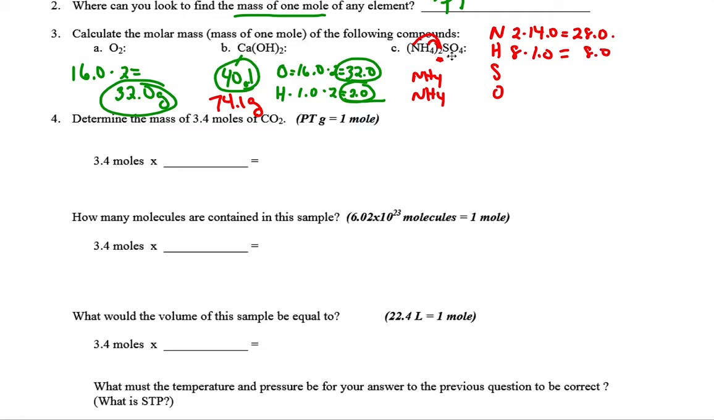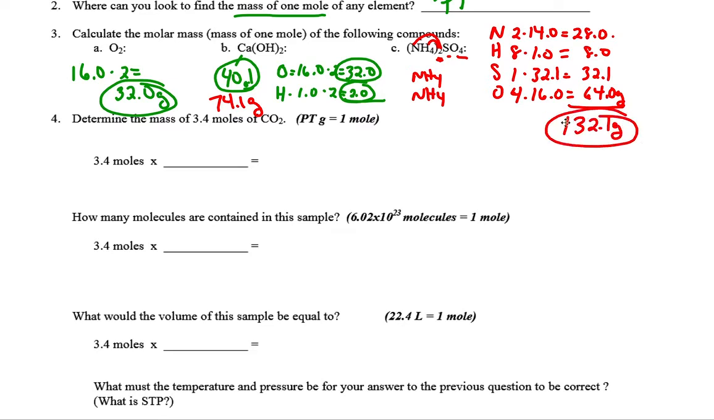Sulfur, there's no number following sulfur, so it's just one of them. And sulfur's 32.1. Oxygen, there's a 4 after it, so there's 4, and it's 16 for one of them, so that's 64.0 grams. Add all these up, and one of them weighs 132.1 grams. So that's 1 mole of ammonium sulfate. 1 mole, the molar mass.